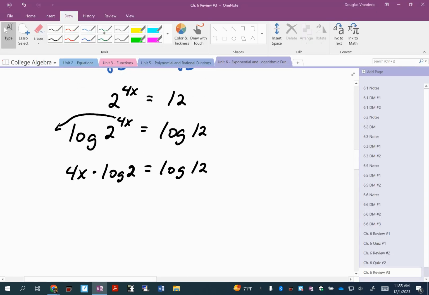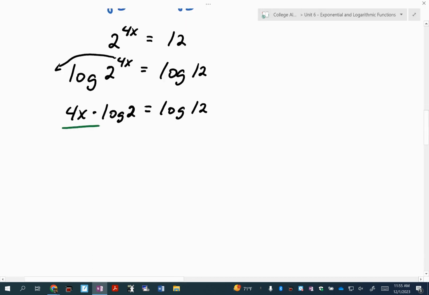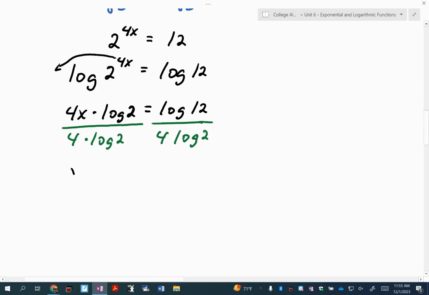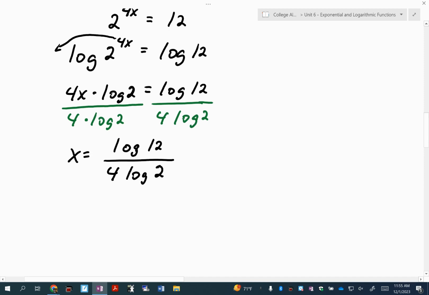Then to get x by itself, I'm going to divide by the 4, and I'm dividing by the log of 2. Log of 2 is just a number, I just don't know what it is. So technically my answer is the log of 12 over 4 times the log of 2. Please don't try to reduce anything here. I know you can divide 12 and 2, but please don't do that. Those are arguments in logs, so that would not be okay. So this is the answer.